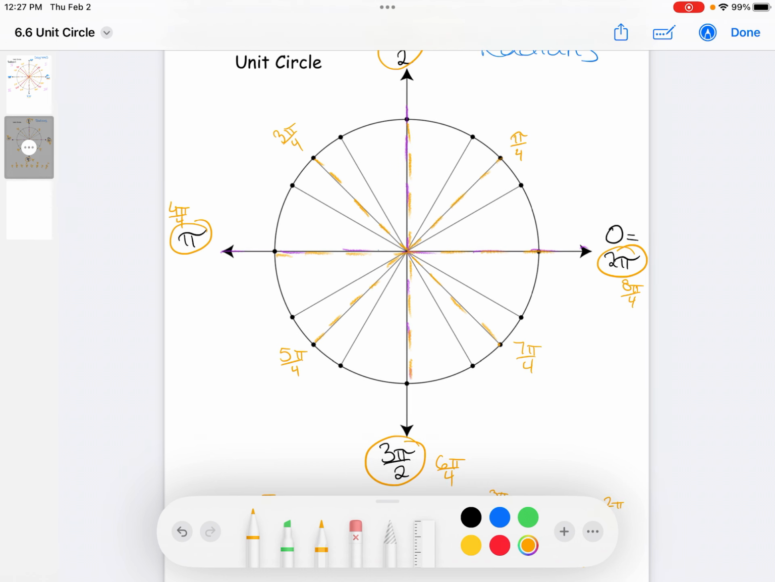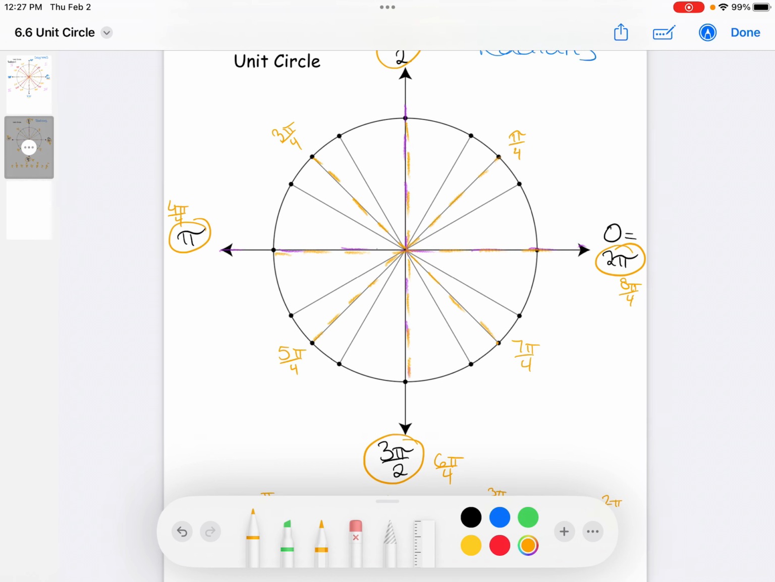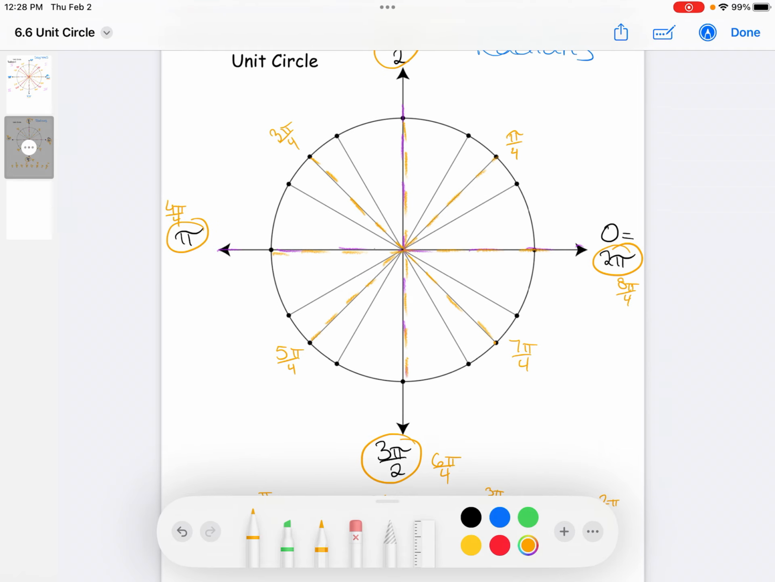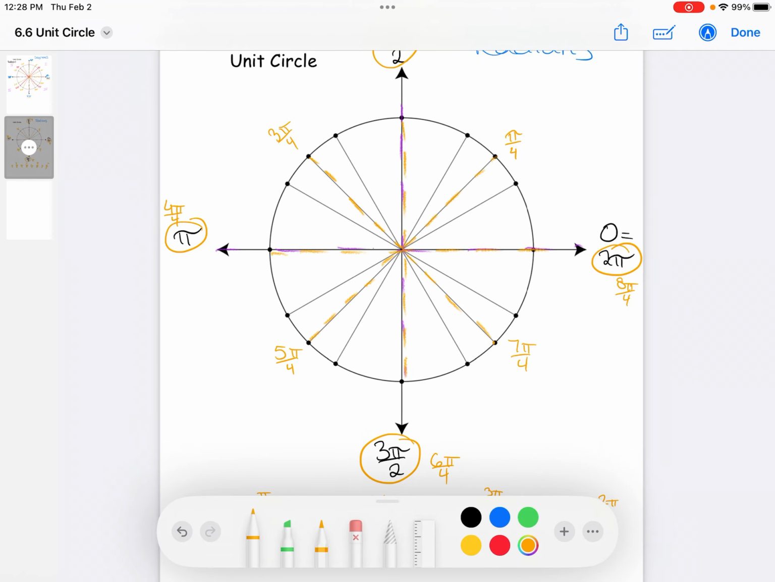Now, a quick word about these fractions. We are going to leave these fractions as improper fractions. Do not make a mixed number out of these. Leave these in the form they're written here.